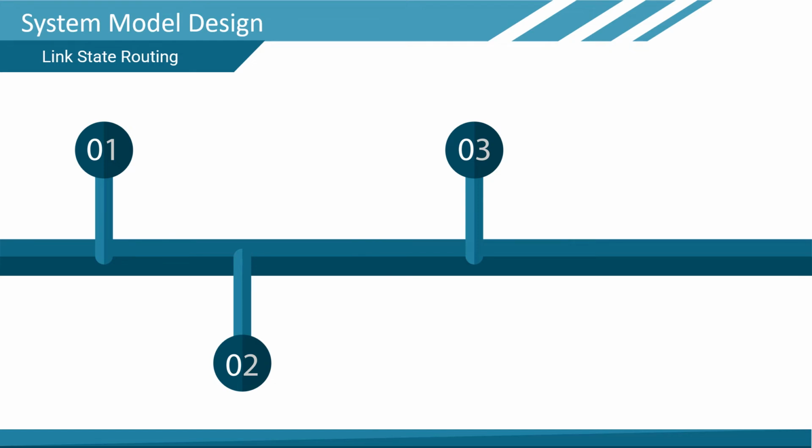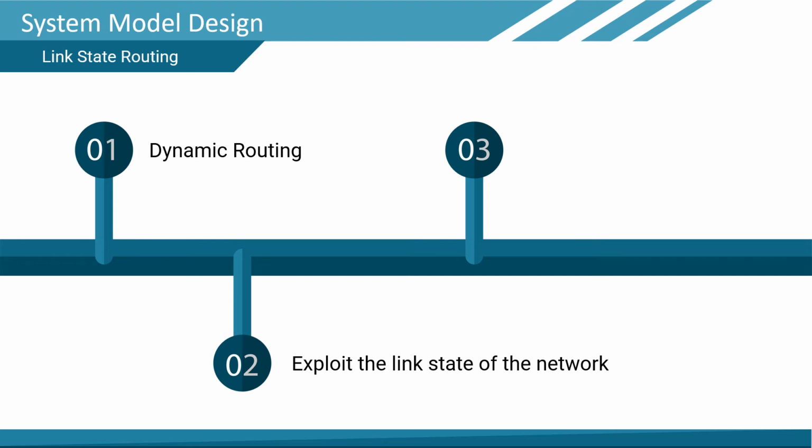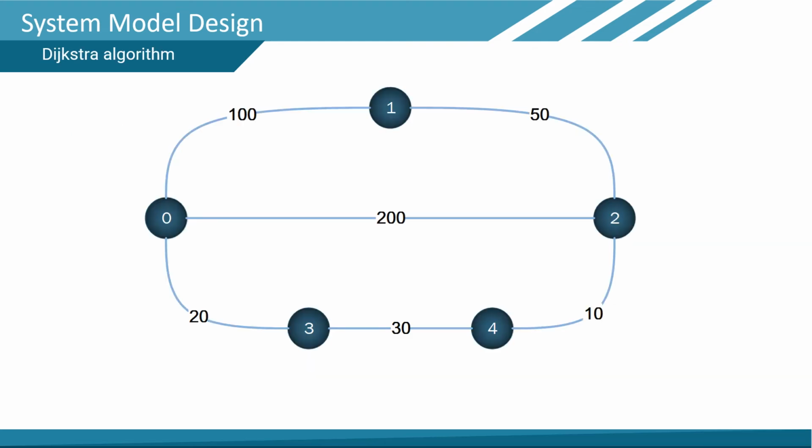So here, link state routing is divided into three steps. First, link state routing is a type of dynamic routing. It allows the automatic adaptation of the routing strategy by exploiting the states of the links of the network. And then link state routing does the calculation of the optimal path based on Dijkstra's algorithm. As we can see here, the most optimal path is the one shown in red with an overall cost that equals 60.